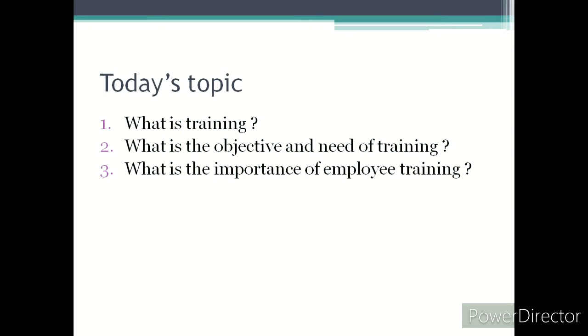Hello friends, today's topic is what is training? What is the objective and need of training? What is the importance of employee training? This is one of the most important topics of human resource management, and also for those organizations which have a large number of workers, because they can give training to their workers to perform the jobs.